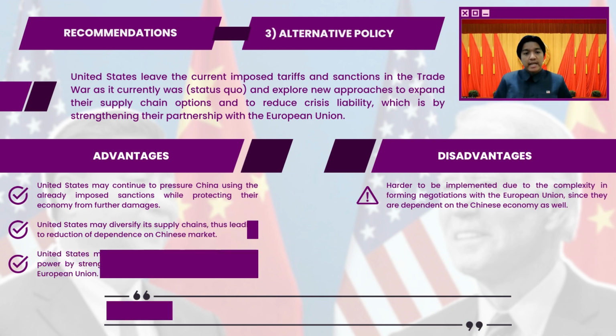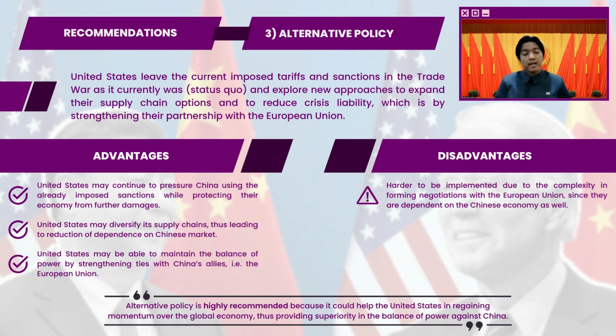The next recommendation that I will be presenting is regarding the alternatives that the US could opt for in leveraging the current trade war situation against China. Among the policy options is that the US could adhere to the status quo, which translates to leaving the currently imposed tariffs and sanctions as they are, in order to avoid the possibility of further retaliation from China. The US could also explore other approaches to expand their supply chain options and to reduce their liability over the ongoing conflict by addressing their reliance on China's economy.